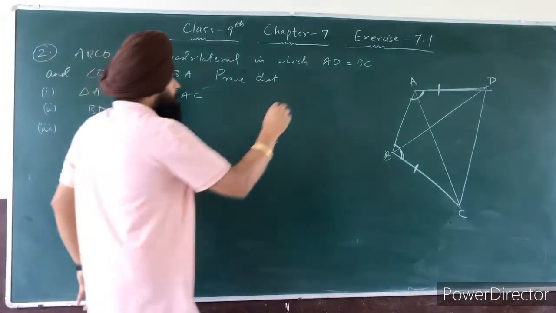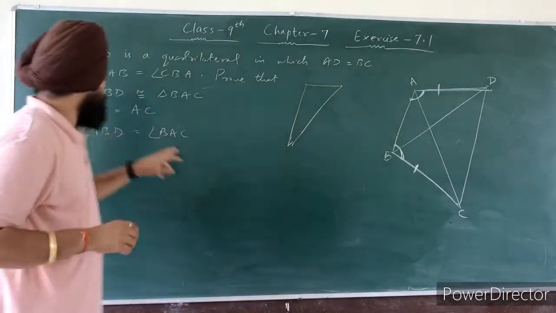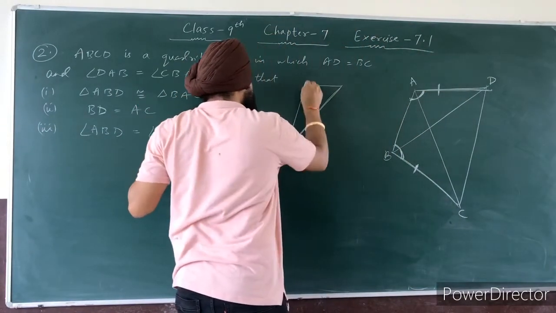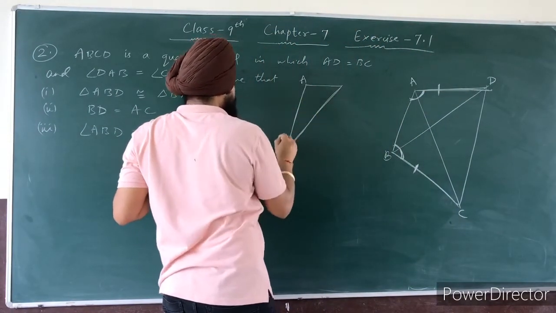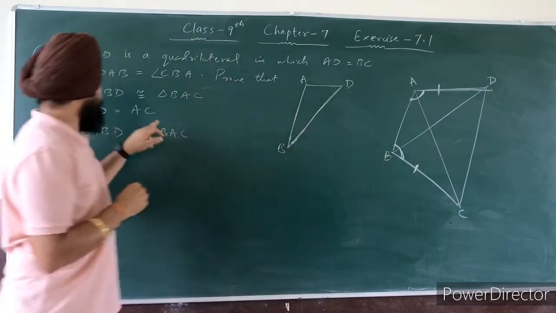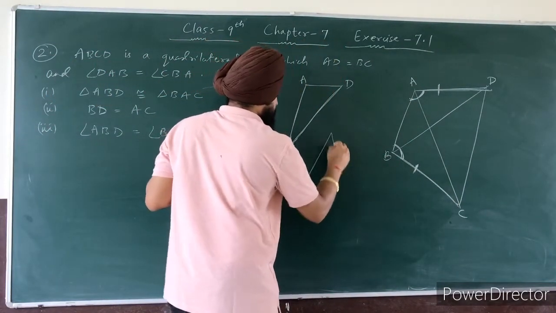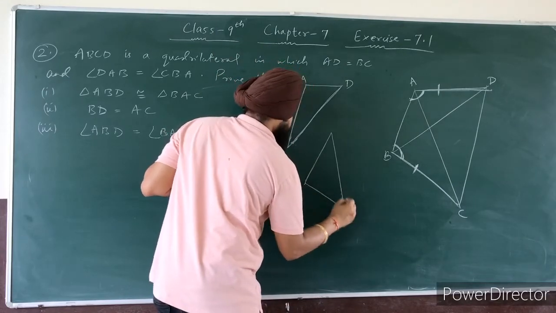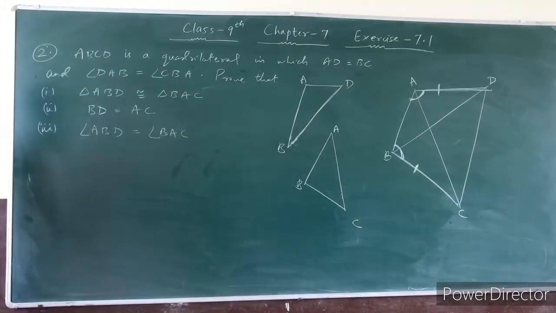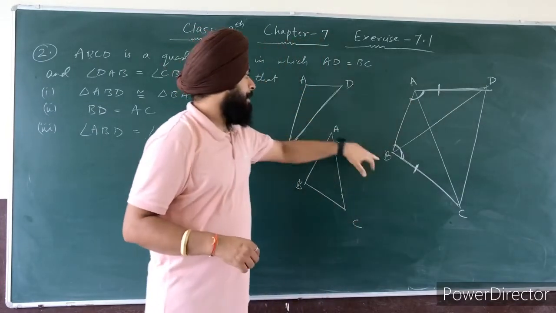So you can draw the triangles separately. Draw the same triangles separately. The triangle ABD, this one, ABD, and the second triangle is BAC. Clear? We have to prove these both triangles congruent: triangle ABD and triangle BAC.